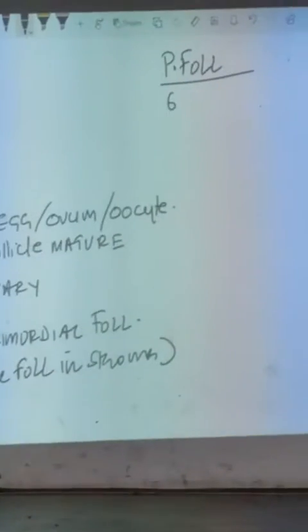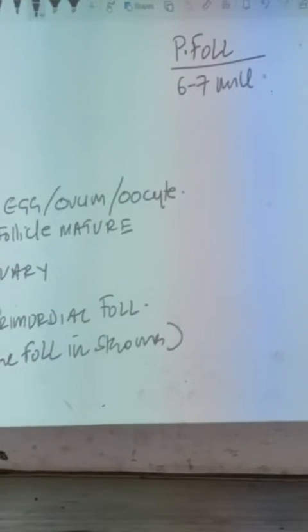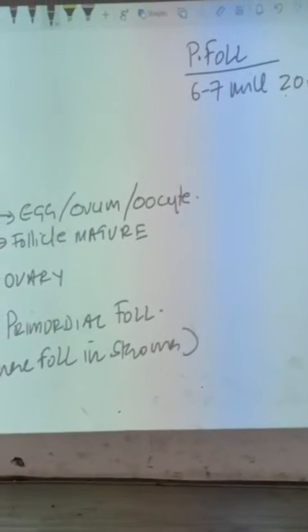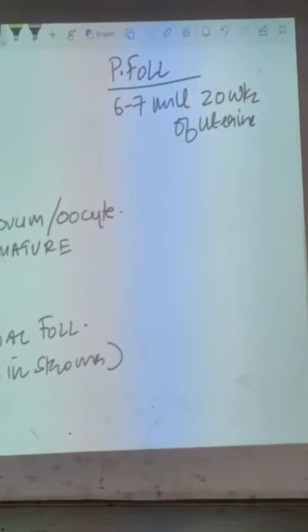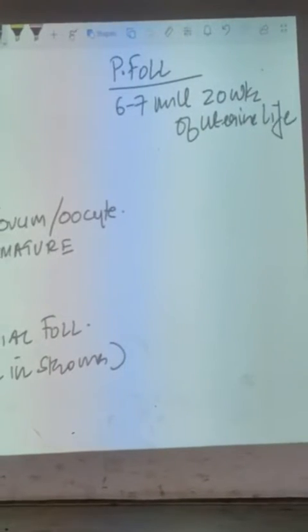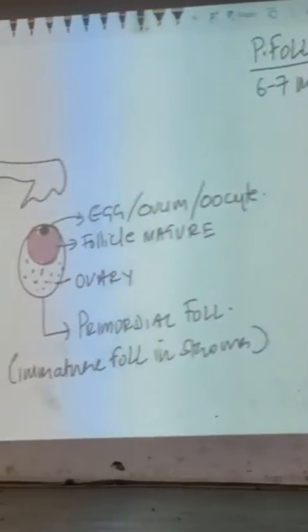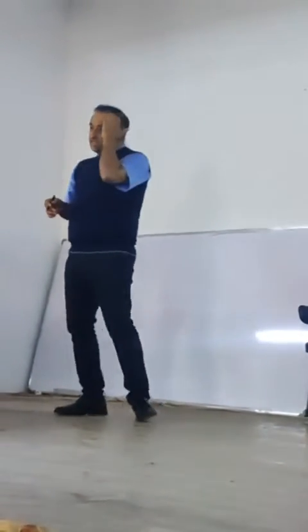The primordial follicles is a favorite MCQ again, because primordial follicles are how many? They are around 6 to 7 million at 20 weeks of uterine life. When the woman is pregnant with this baby, this girl, when this girl is inside her mother in the uterus, that's the time when the follicles are maximum in number. What is that time? It is that time of 6 to 7 million at 20 weeks.